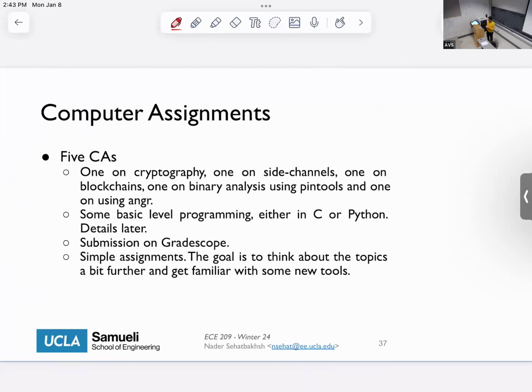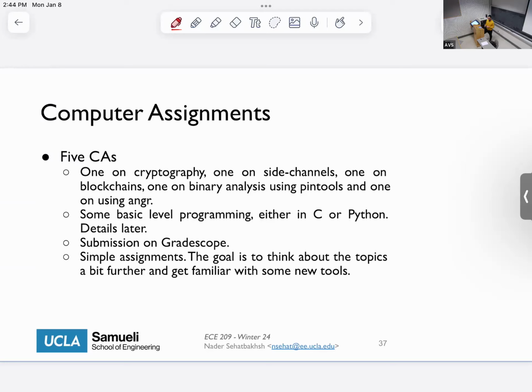Computer assignments, as I said, another thing that I changed this year is I'm adding more computer assignments. I'm thinking about doing 5, but let's see how it goes. There will be one on cryptography, which I'm gonna start talking about at the end of this week, starting next week. There will be one on side channels, one on blockchains, one on binary analysis, and the other one would be on some form of binary analysis tools. For all of these, you need a little bit of basics of programming, but it's okay if you're not familiar with any of these tools.